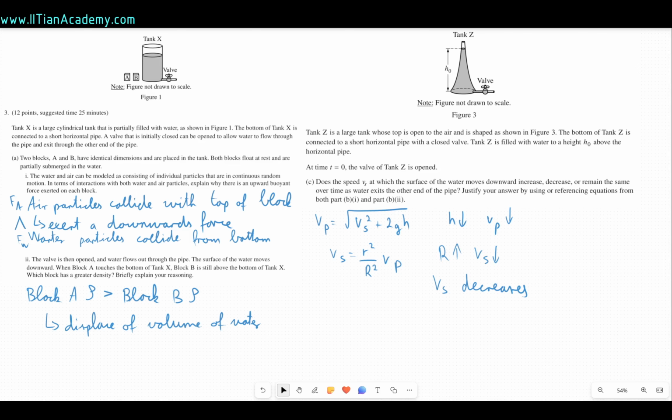So we could also, well, this is technically a simultaneous equation. We could simply rearrange this for Vp and plug this in. So we could simply plug this into here so that we have an equation only in terms of Vs, and then we can rearrange for Vs. And if we do that, we get an expression in which we can see if h is decreasing and R is increasing, then Vs decreases. So again, we can see that the surface water speed is going to decrease.